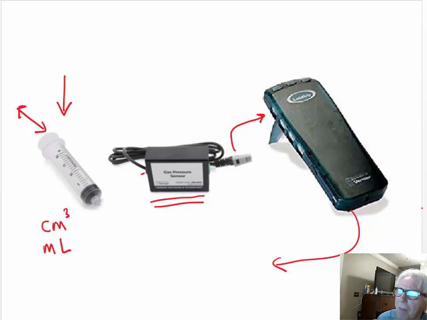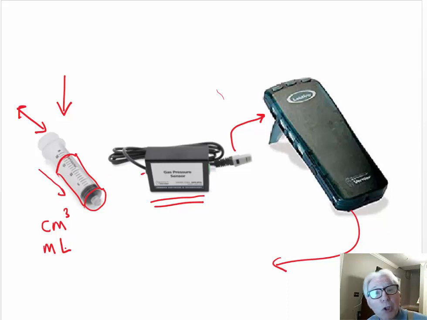So we're going to trap a volume of gas inside the syringe, maybe 15 milliliters. It's at room temperature. And then we're going to study how the pressure of the gas changes as we change the volume.